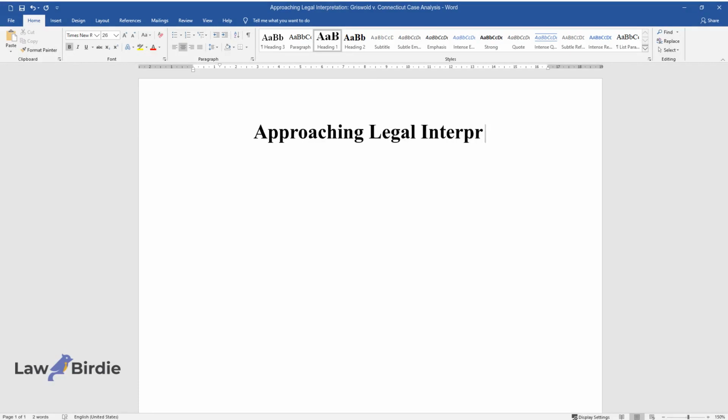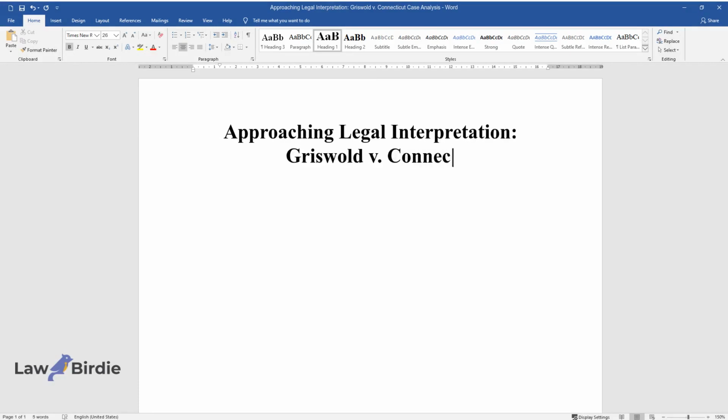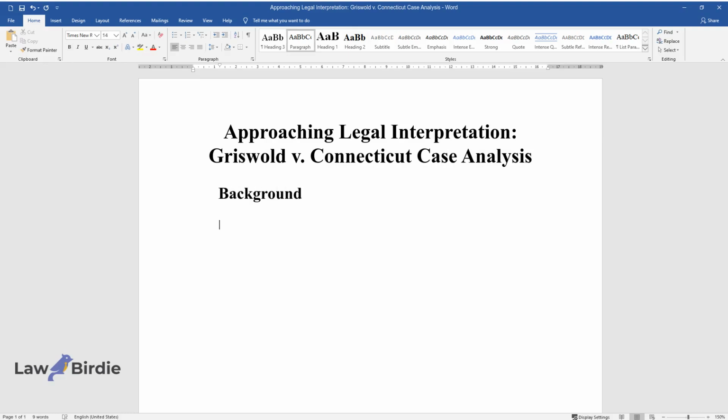Approaching Legal Interpretation, Griswold vs. Connecticut Case Analysis. Background. In law, there are two approaches to legal interpretation: textualism and non-textualism.